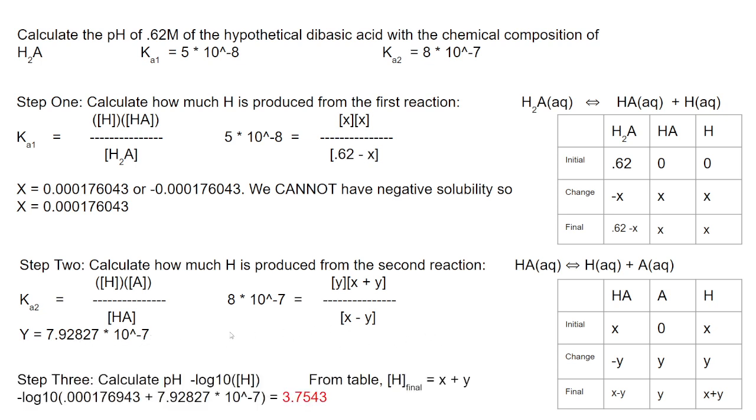The last step is to calculate the pH, which is just negative log base 10 of H, which from the table is just x plus y. So negative log base 10 of the two values will ultimately give us 3.7543.